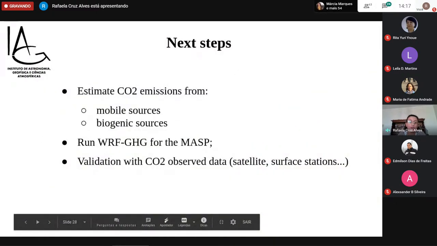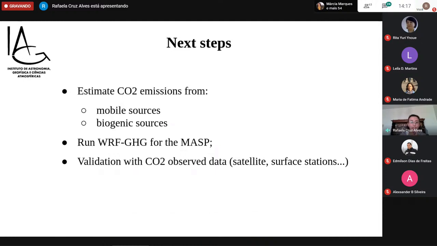The next steps to be taken are to estimate CO2 emissions for biogenic and mobile sources, then run the WRF-GHG for the MESP, and validate the simulated data with observed CO2 data from satellite and surface stations.